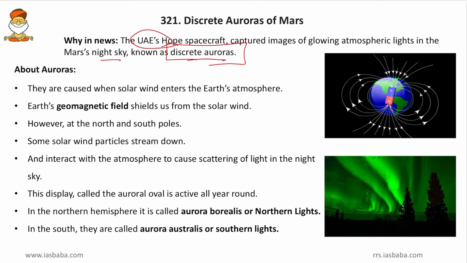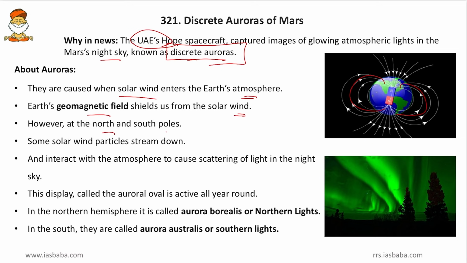How are the auroras formed on the Earth? They are caused when the solar winds, or the charged particles from the sun, enter Earth's atmosphere. So the charged particles will be emitted by the sun in the form of solar winds, and when they enter the Earth's atmosphere, it will create the auroras. So how will it create them? Friends, actually the Earth's geomagnetic field shields us from solar winds. We know that solar winds are harmful for various weather and other phenomena of the Earth. So that is why the Earth's geomagnetic field shields against the solar wind.